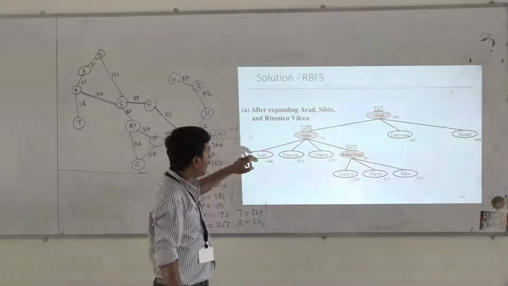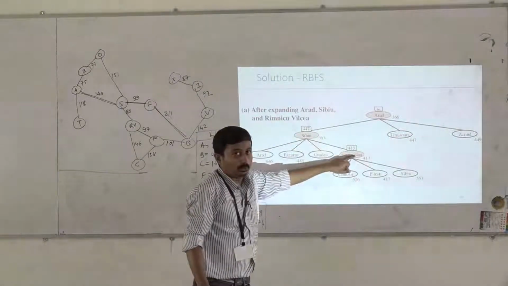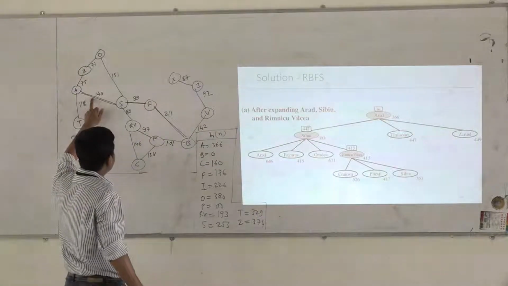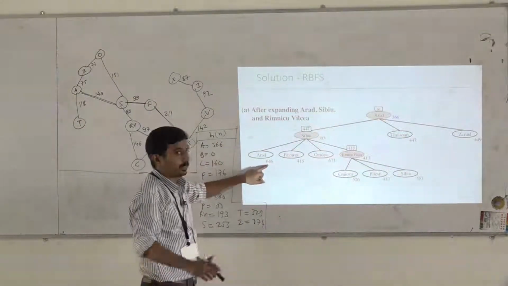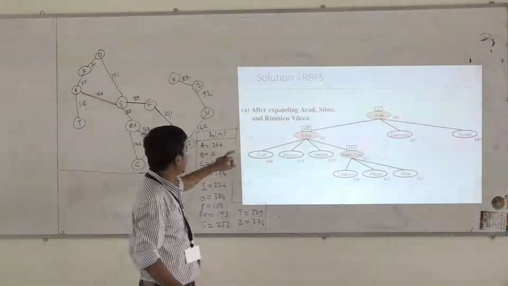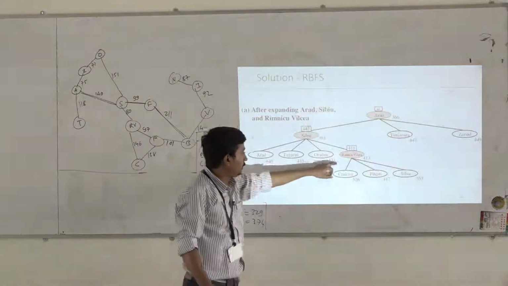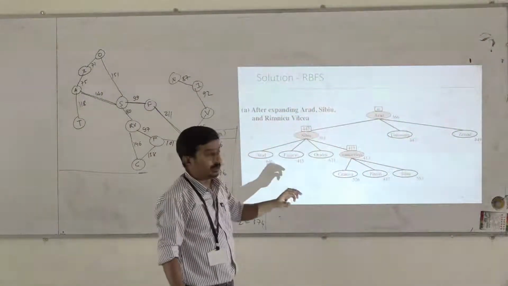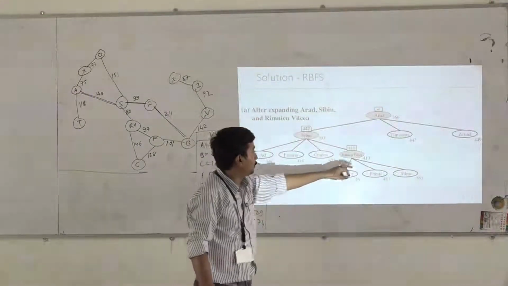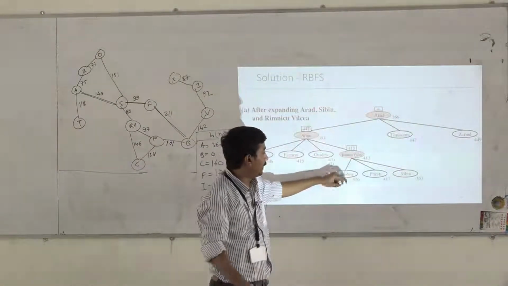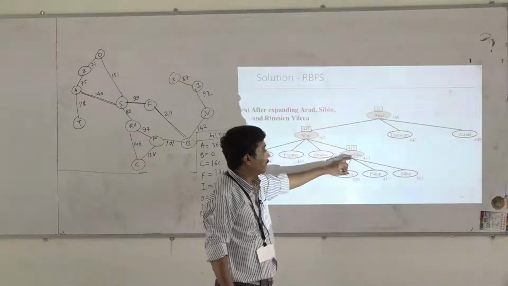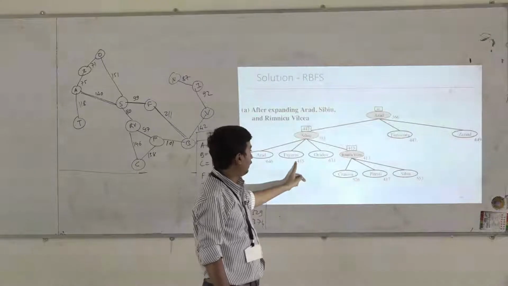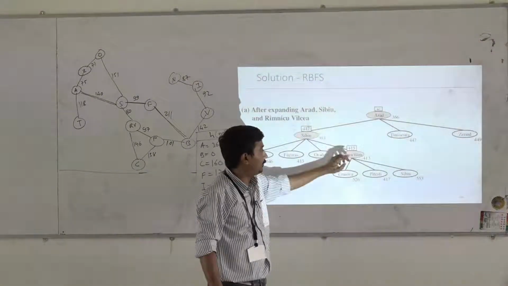Then from S, these are the possible nodes. For A, it will be 140 plus 140 plus 366, that is 280 plus 366, that is this one. So these are the values. Next, we have to select the node with the minimum value of f of n. This is the node with the minimum f of n value. For this node, who is the best alternative? This is the best alternative. You store its f value in the f limit of this node, that is 450.